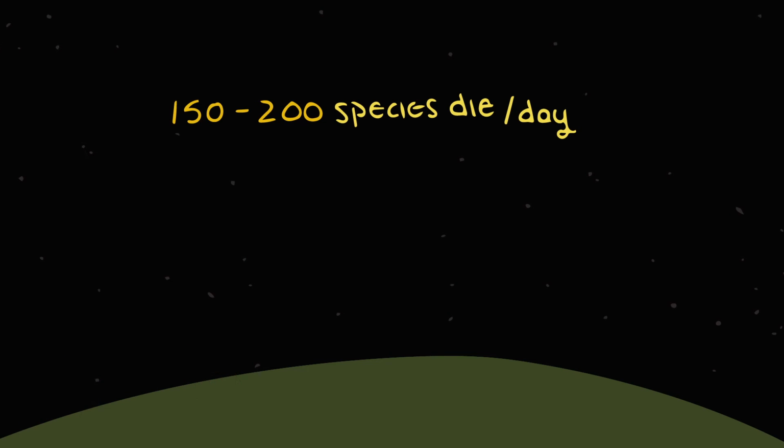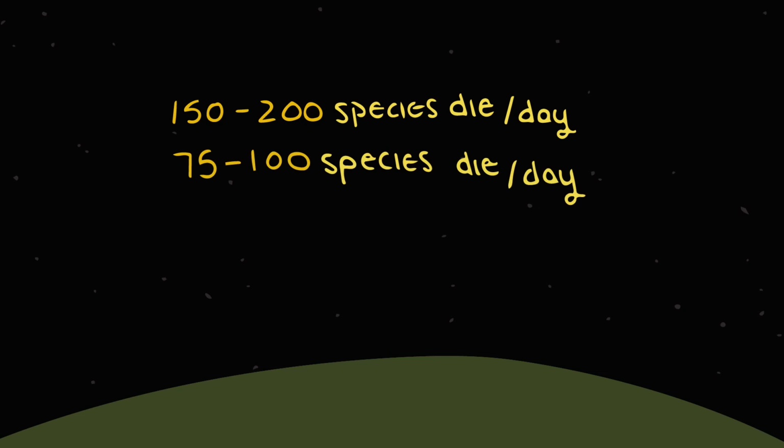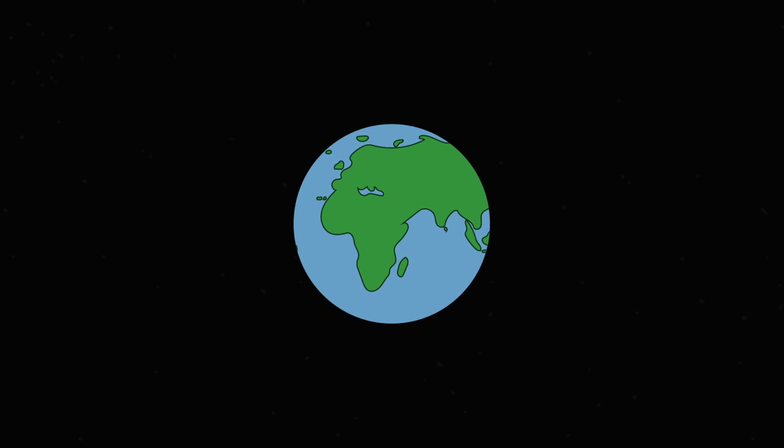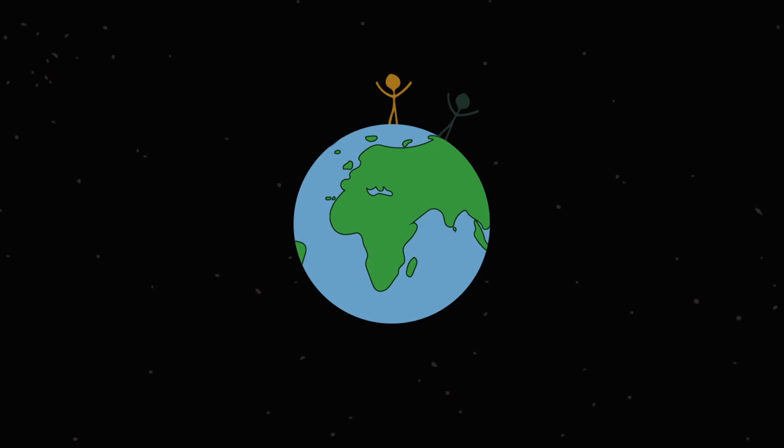Some models predict that 150 to 200 species die each day, while others say around 75 to 100 each day. This may not seem like a lot, but it's drastically more than if humans were not involved. After the collapse of a few ecosystems, more and more are going to fall. 800,000 acres of forest are destroyed each day. The whole world is connected, and things we do affect everyone else.